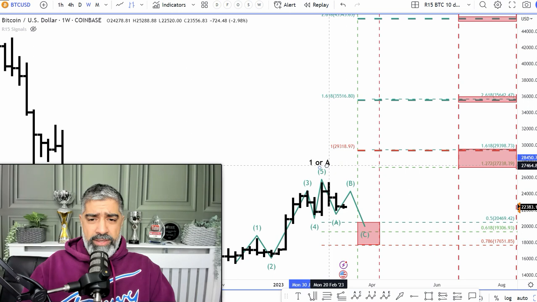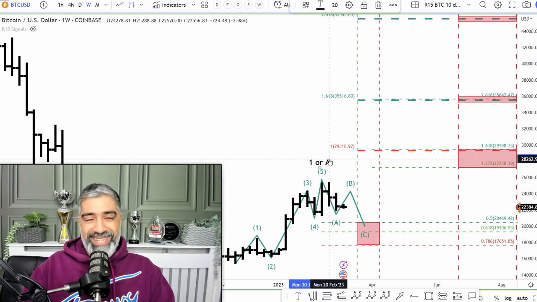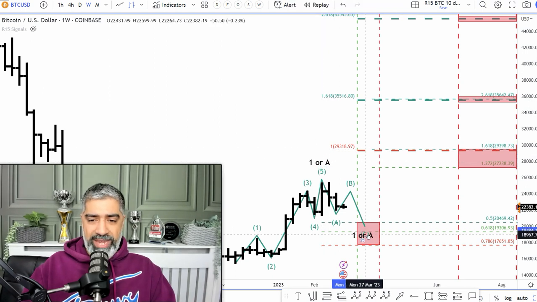Over here, because wave 1s and wave As look the same, they behave the same. So we don't need to articulate right now what it is going to be, as we don't know. We want to prepare for both. But it doesn't matter because both respond and behave the same.